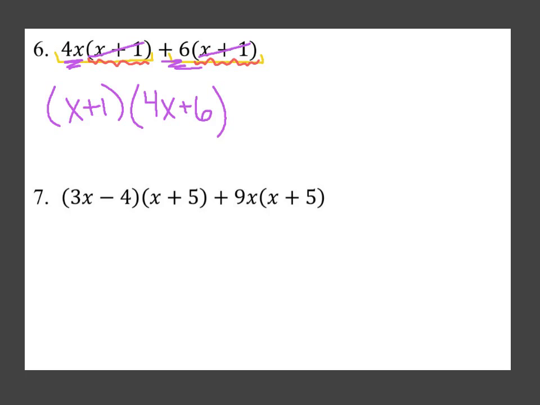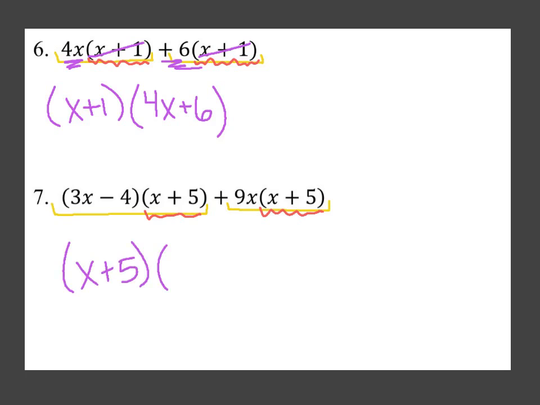First, we need to determine how many terms there are. Well, remember, terms are separated by plus and minus signs. So again, this problem has 2 terms. Now, what do these 2 terms have in common with each other? Well, they each have an x plus 5. So that's our GCF. That's what we are going to put in the front. They both have that in common with each other.